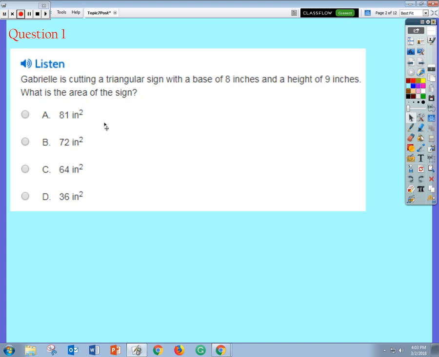It says Gabriel is cutting a triangular sign with a base of 8 inches and a height of 9 inches. What is the area of the sign? So I'm just going to draw a triangle here. And we know when we talk about the height of the triangle, it must be perpendicular to the base. We have a line that's going to go from this vertex to this base, and it's going to form a right angle. That's where I know the height would be located.